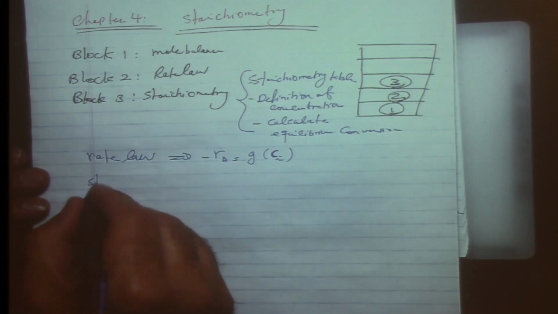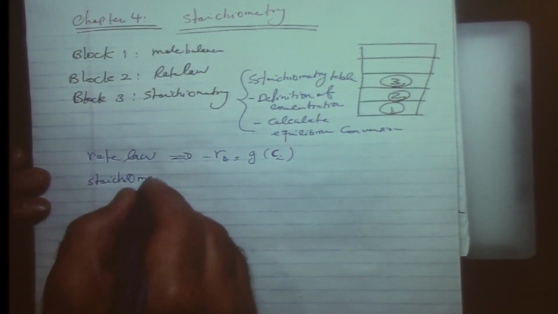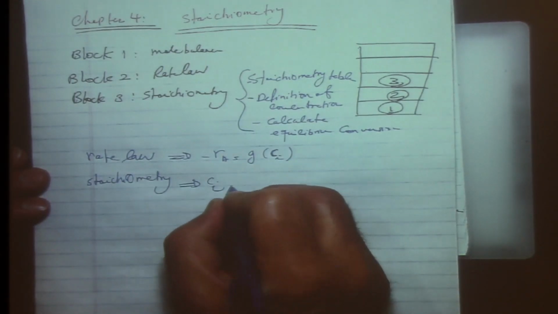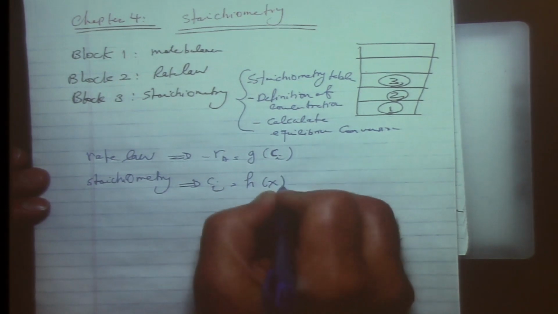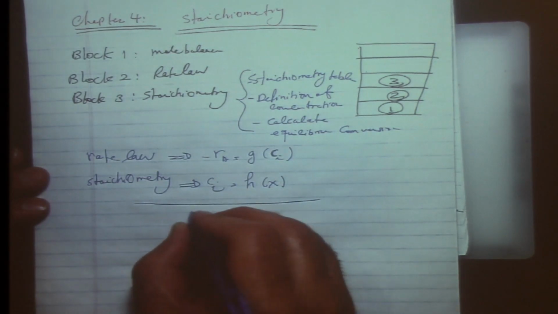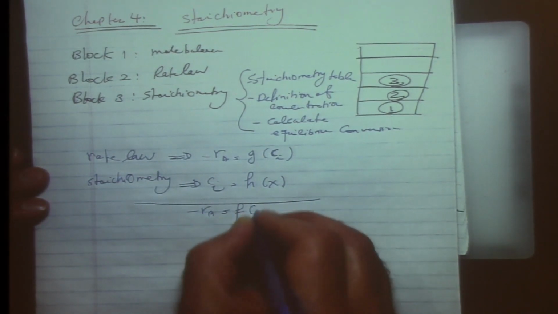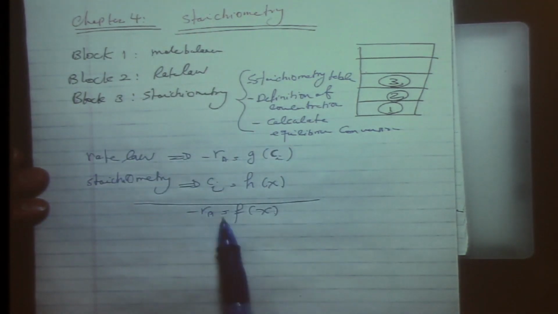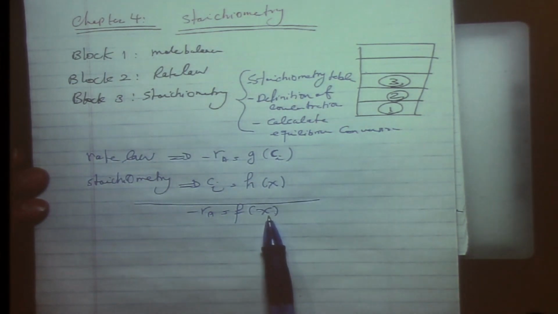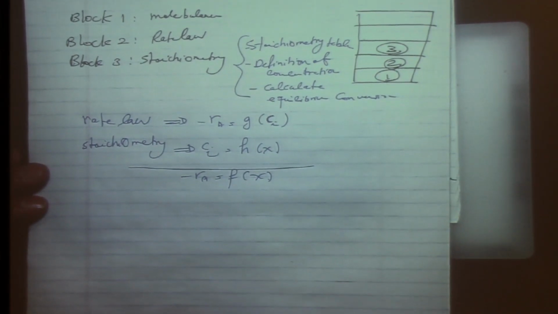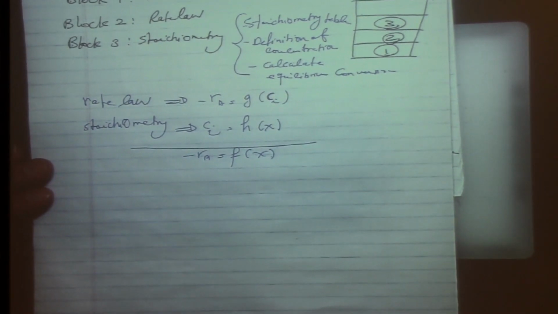Then the stoichiometry: Ci is a function of X. So then we combine these two. We say that we are going to find minus rA as a function of conversion. So basically, using the stoichiometry table, we are going to find the relationship between reaction rate and the conversion. I'm writing the main objective of chapter 4, so that at least you know where we are heading and what we want to achieve.